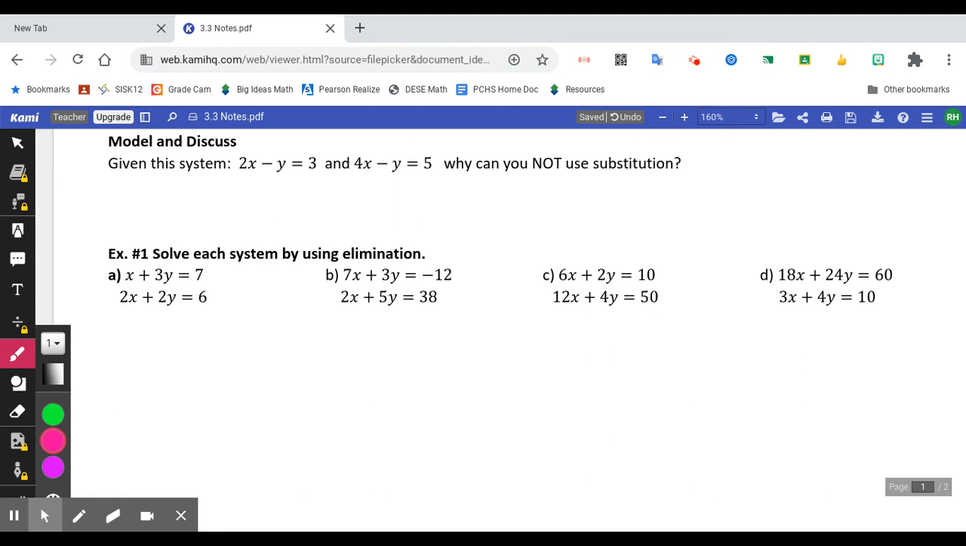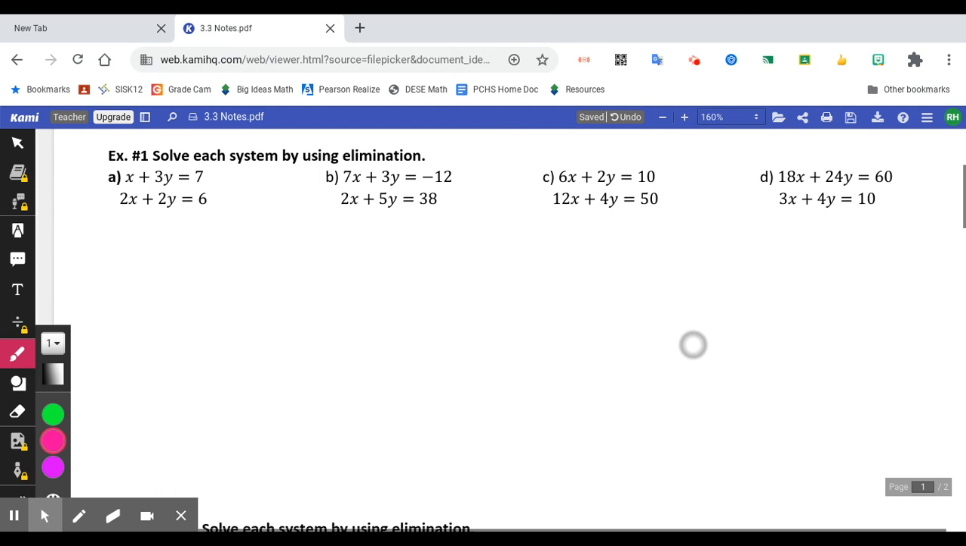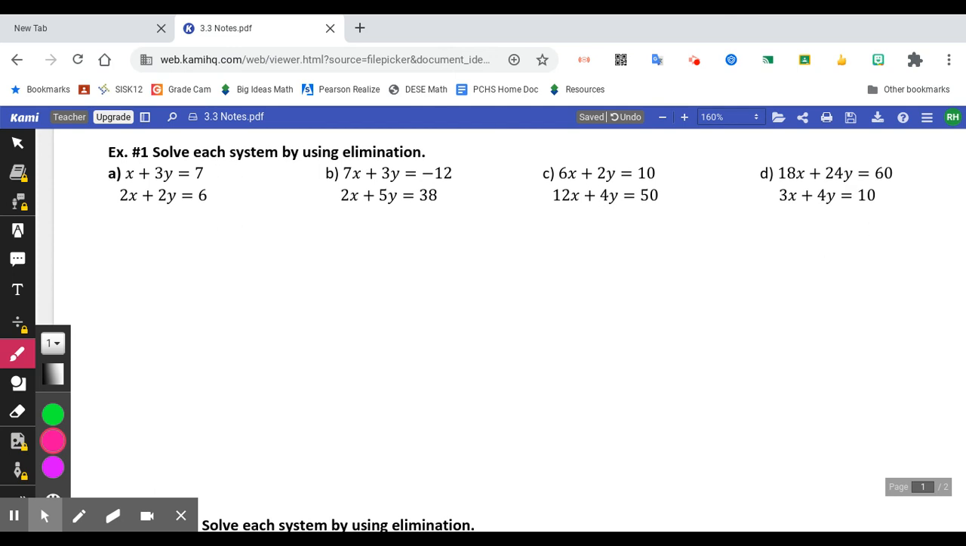So you can tell why in this one you wouldn't be able to use substitution or graphing as easily without causing you more work, because this one is written in standard form and so is this one. So the only way to solve that would be to rewrite them both and then go from there. So we're going to use elimination in order to have a different type of solving for each situation that we're given. Okay?